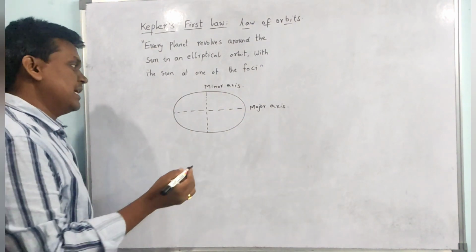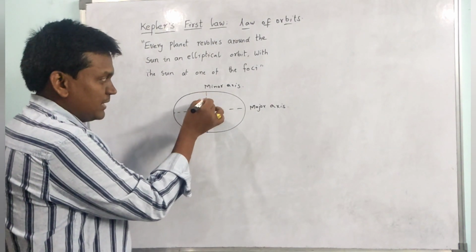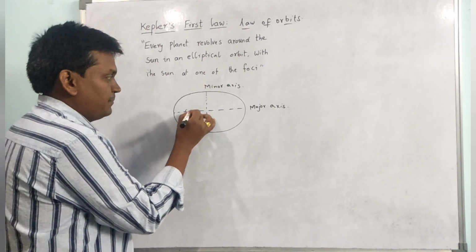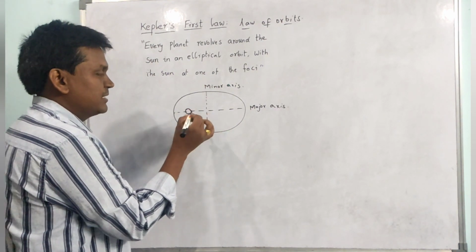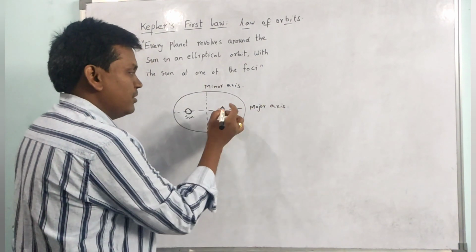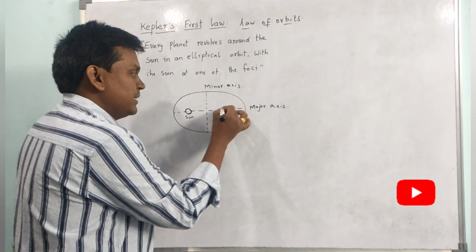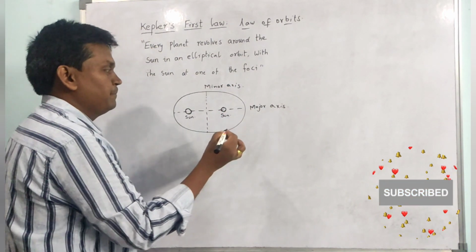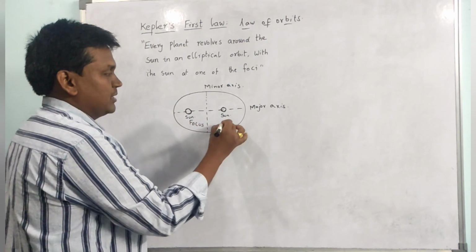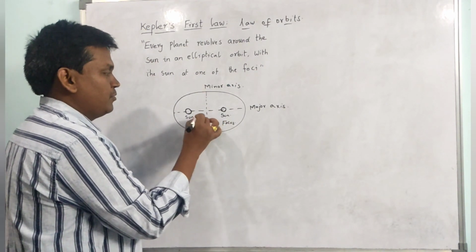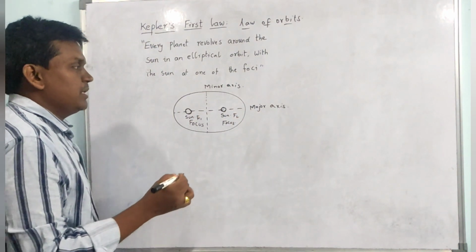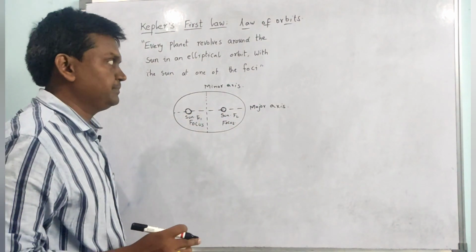That means, if you take this as the minor axis, now this is a half. Exactly in the middle of this half, the sun may be located here. Or this is the other half, and in the middle of this half, the sun may be located here. So this we call foci, or we can say focus. It may be at focus 1 or focus 2. So the sun may be located at any one of the foci.